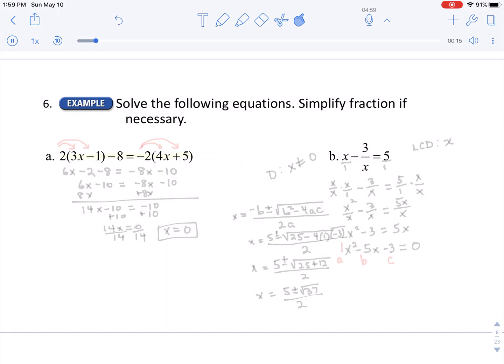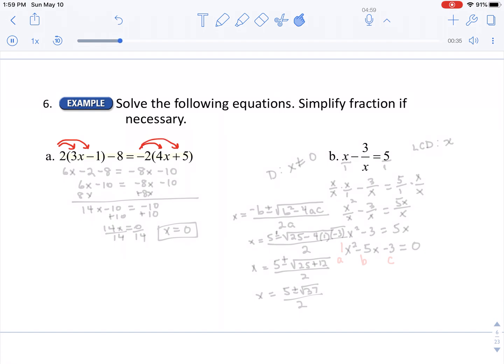that 2. So when we distribute that 2, we're going to take 2 times 3, and we're going to take 2 times a negative 1. And we're also going to come down over on the other side, we're going to distribute that negative 2. So that's the distributive property that we're going to use.